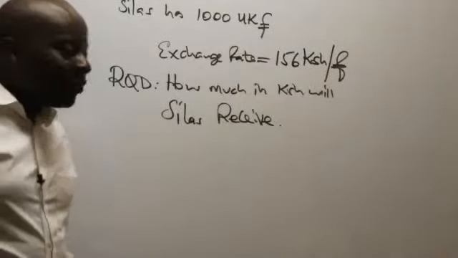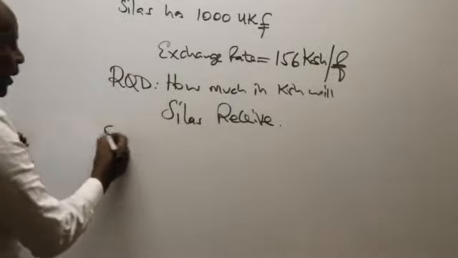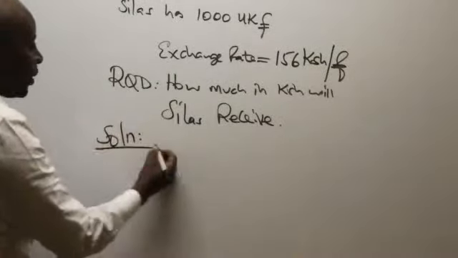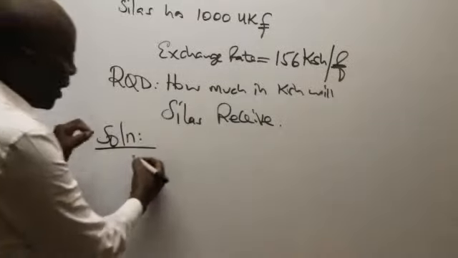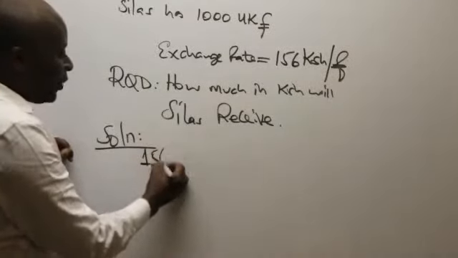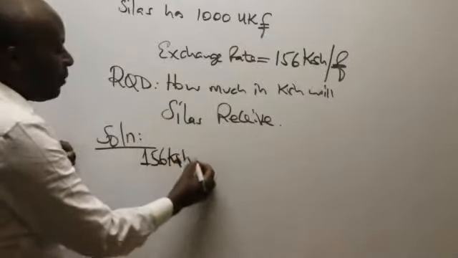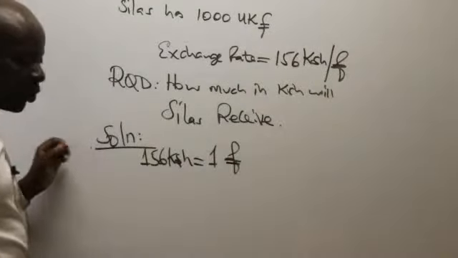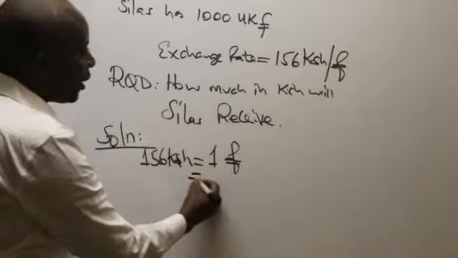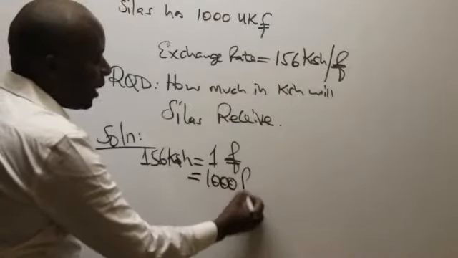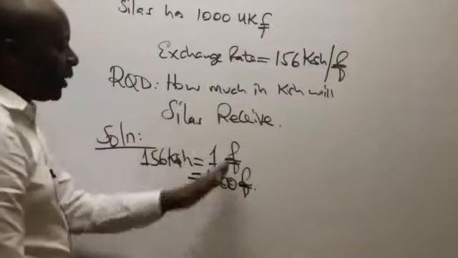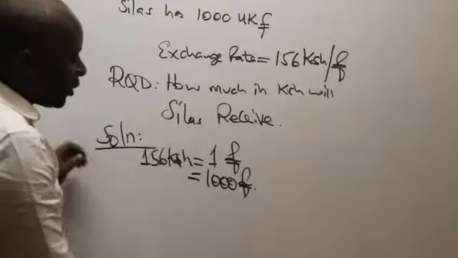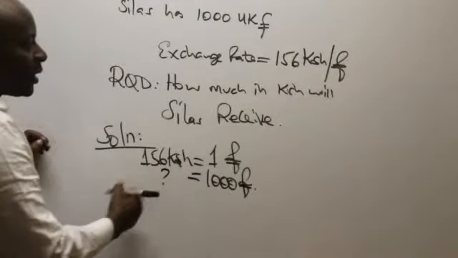Great. So what they have told me is quite an interesting thing here. Solution. We have 156 Kenya shillings being equal to 1 pound. You can see I'm putting them on the same column. How about the 1,000 pounds that Mr. Silas has?